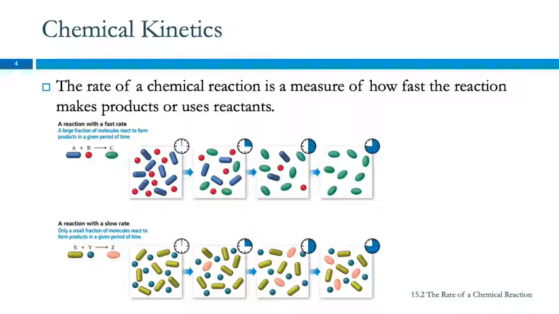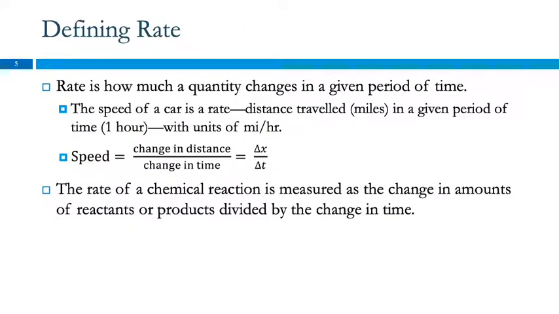So how do we define the rate of a reaction? We use rates in everyday life. We talk about how fast were you driving, right? The speed, that's a rate. It's the distance traveled, usually measured in miles, divided by a given period of time, typically an hour. So we often refer to the speed of a car in miles per hour. That is the rate of travel. And so we could write that as a math equation and say that the speed is equal to the change in distance divided by the change in time.